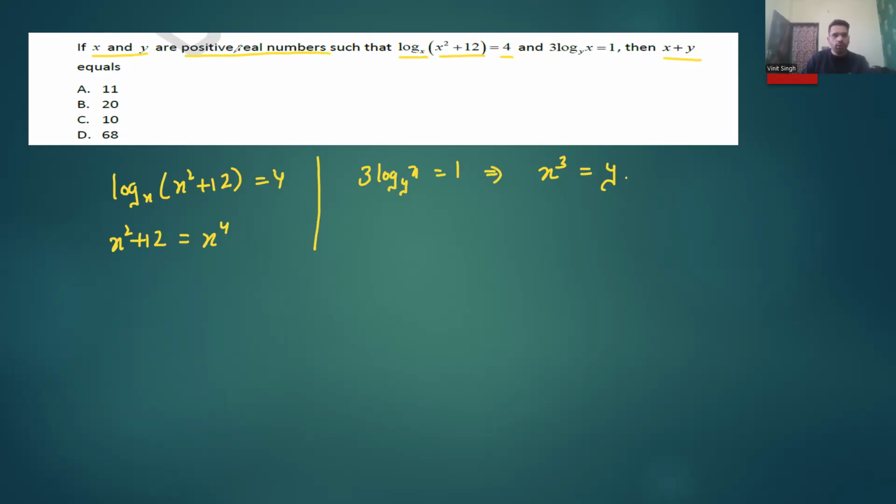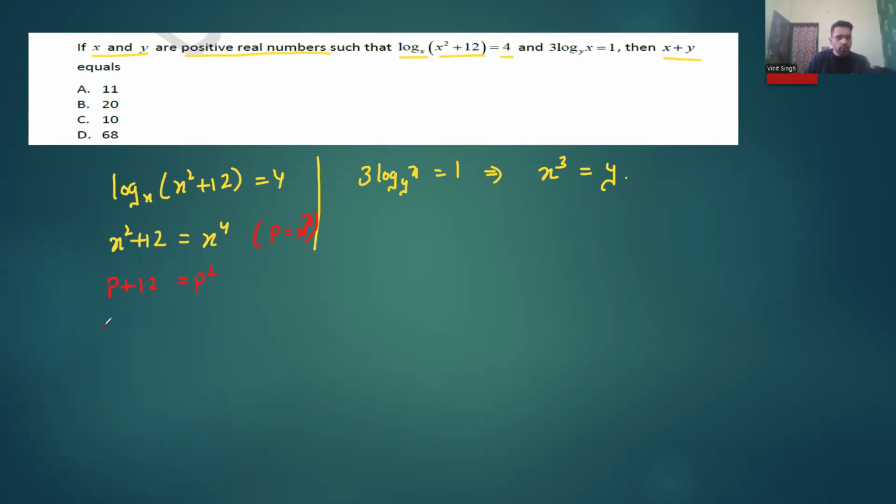And x and y are positive real numbers. So x square plus 12 is equal to x^4. Now we can write p is equal to x square. We will assume that p is equal to x square so that we can easily find the value of x. So it becomes p plus 12 is equal to p square.